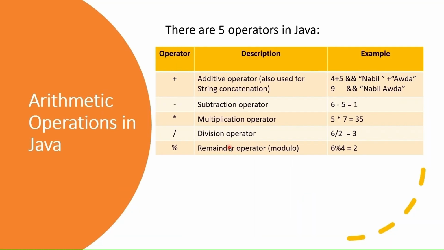There are five operators in Java. The first one is addition or additive operator, which is also used to concatenate strings. For example, 4 plus 5 equals 9. For strings, Nabil plus Auda equals Nabil Auda. The second one is subtraction operator, 6 minus 5 equals 1. The third one is multiplication operator, 5 multiplied by 7 equals 35.